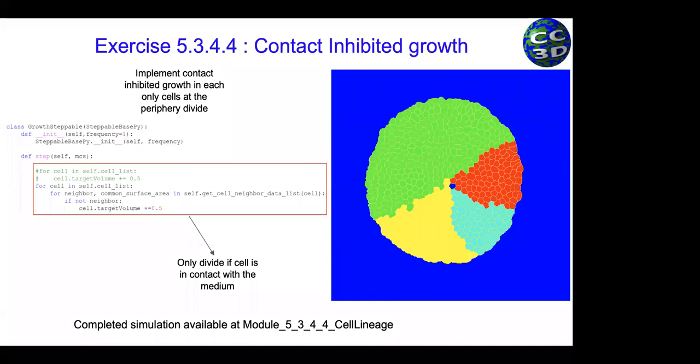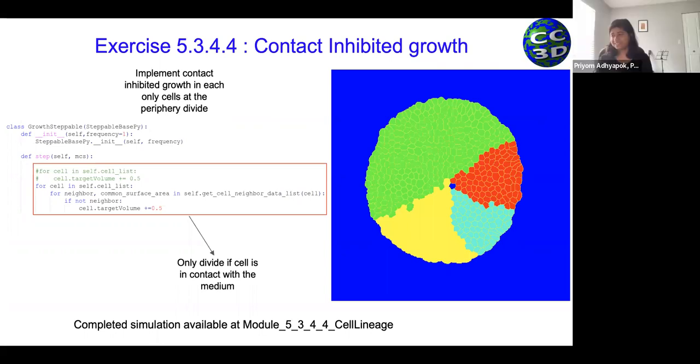I see. In that case, I think I can explain the syntax here, because the cell ID of the medium is always 0. So if not neighbor means if neighbor is 0. The 0 is interpreted as false. Absolutely, you got it.